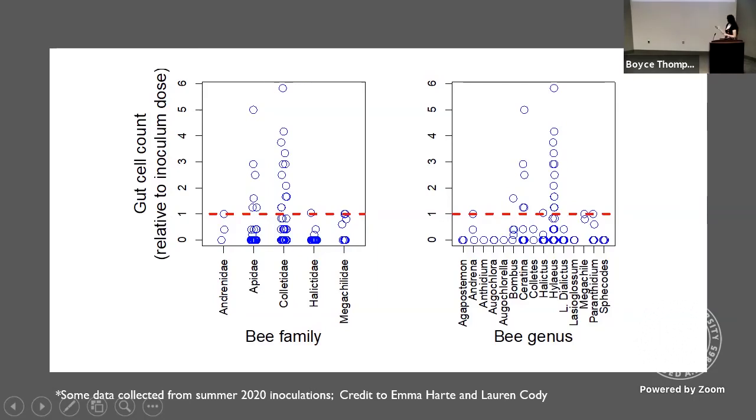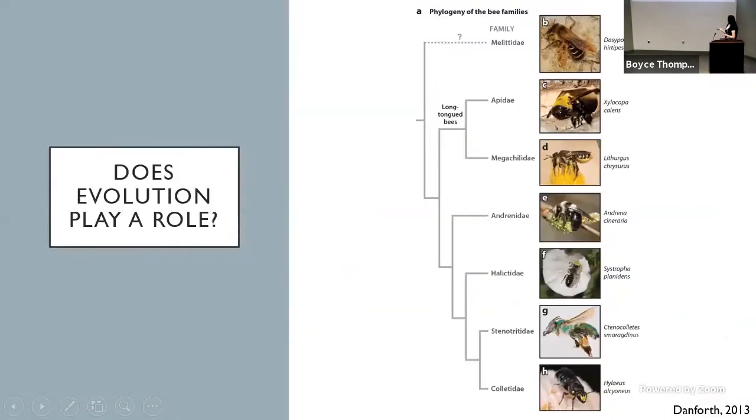So the question then is, why is that? Does evolution play a role in this? And if you look here, as I mentioned before, the Apidae family is way up here, and the Halictidae family that had a lot of replication is way down here.